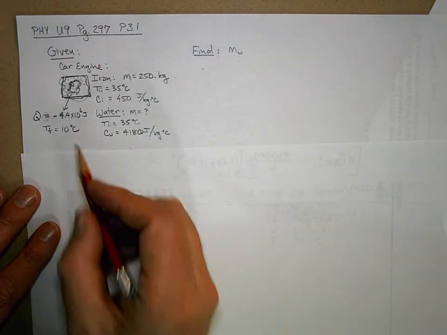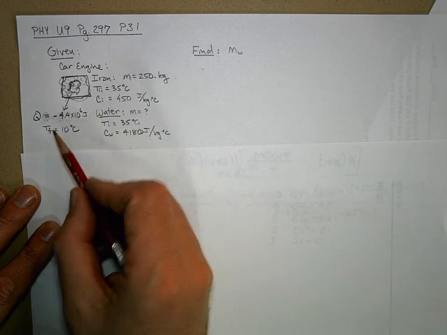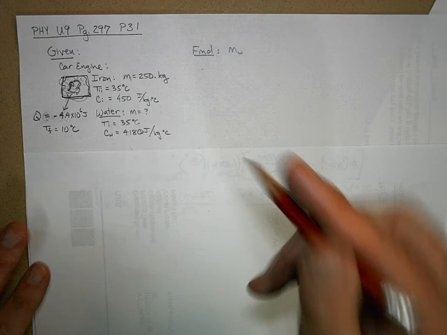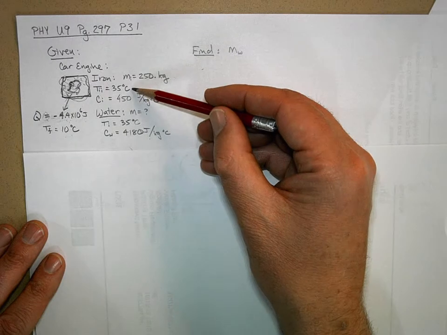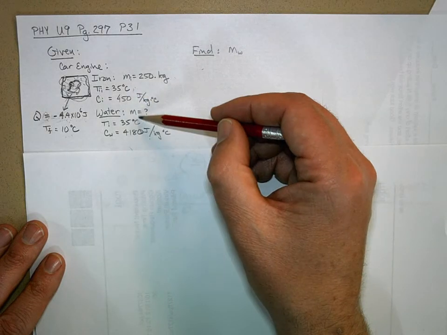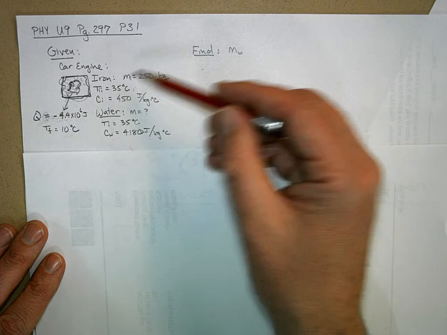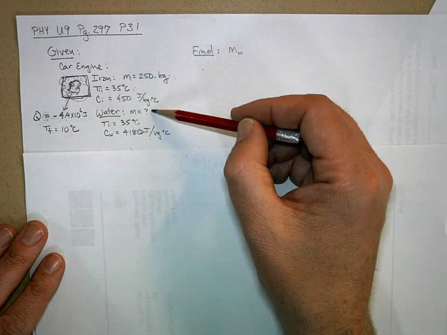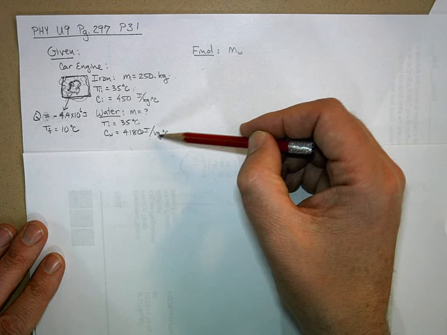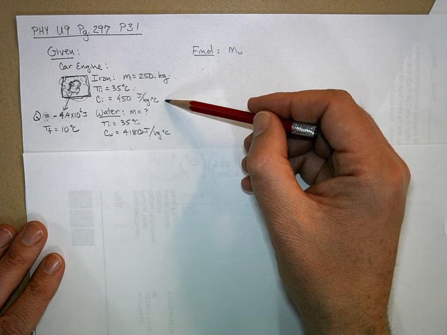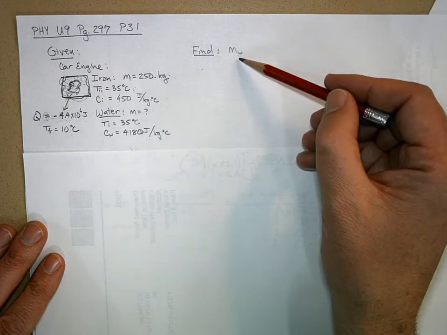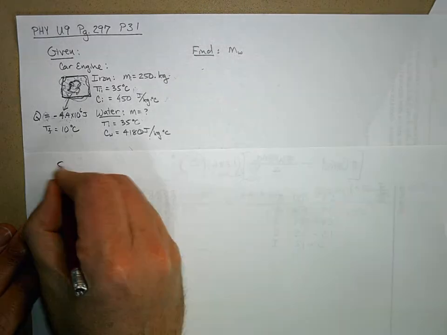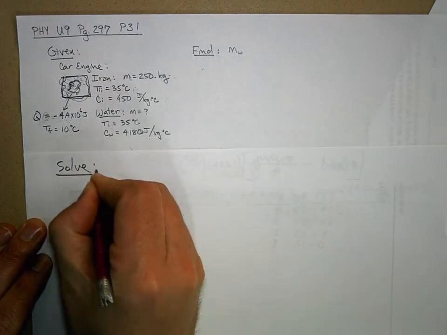Now, the final temperature of the engine is 10 degrees Celsius. It just cools down to the environmental temperature. It starts off at 35 degrees, both the water and the iron in the engine did. And for iron, we had 250 kilograms of iron. We don't know the mass of the water, but we know the specific heat of the water, and I looked up the specific heat of iron. And we want to know, what is the mass of the water? Okay, so let's solve this here.